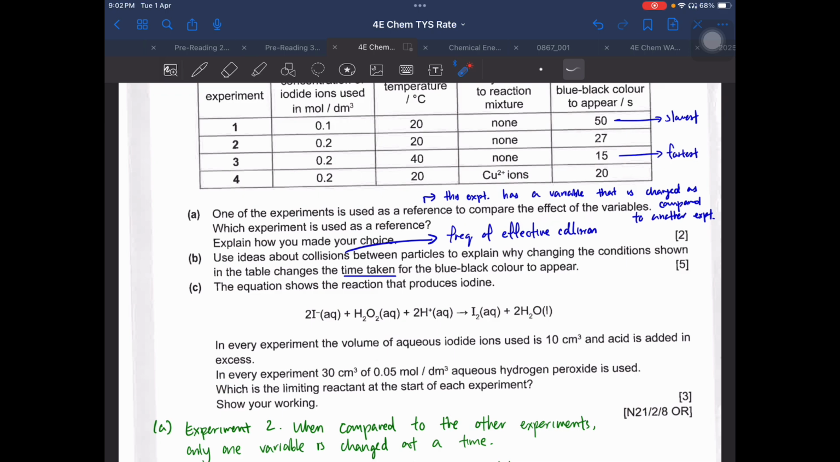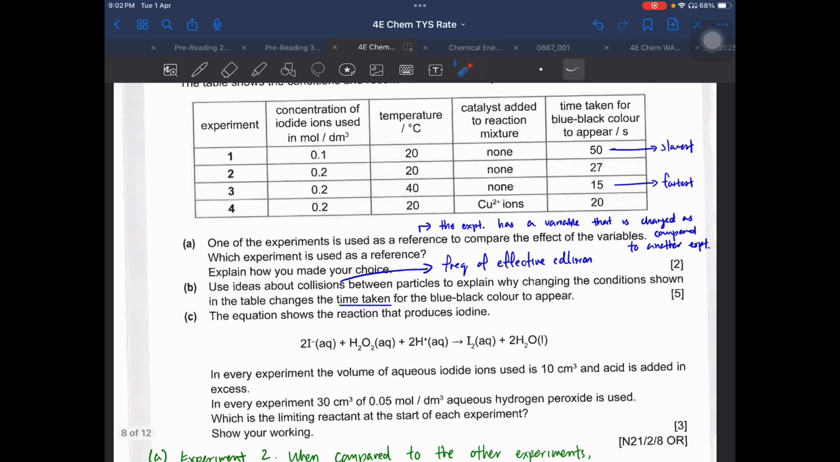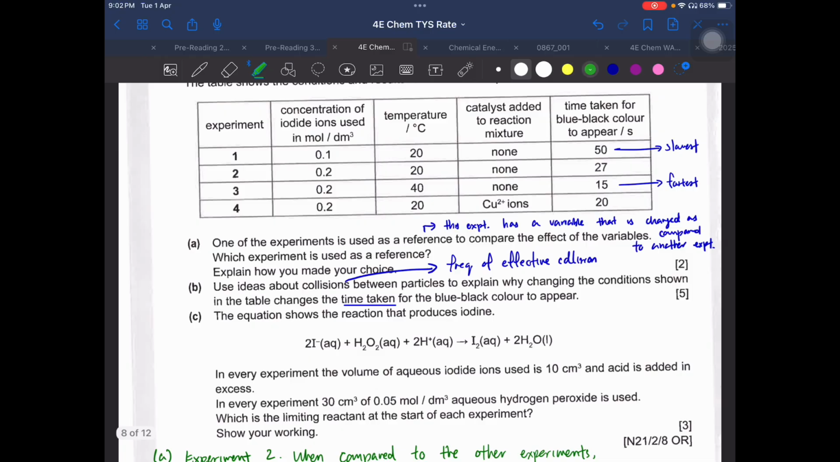For part B, right, you'll notice that it's actually 5 marks. So 5 marks is a lot, and actually what they want the students to do is to first explain the effects of concentration. So if I go from 0.2 to 0.1, tell me what happens. Also then compare to tell me about the effects of temperature. If I go from 20 to 40, tell me what happens. Then also tell me about the effects of catalyst. If I go from no catalyst to have catalyst, similarly tell me what happened. Right, so these are actually quite a number of things that you're expected to compare. And likewise, that's why you get a lot of marks for this part.